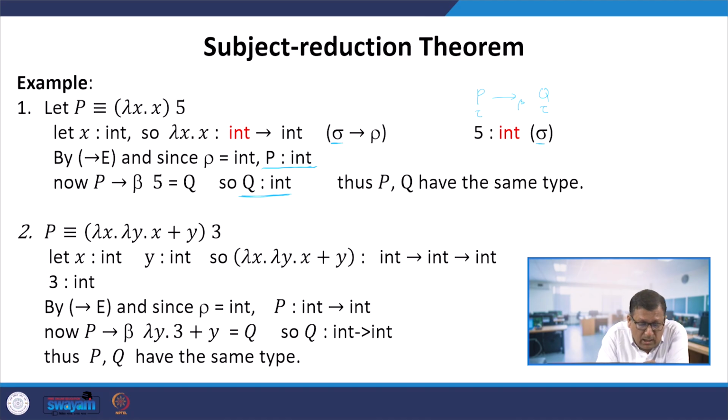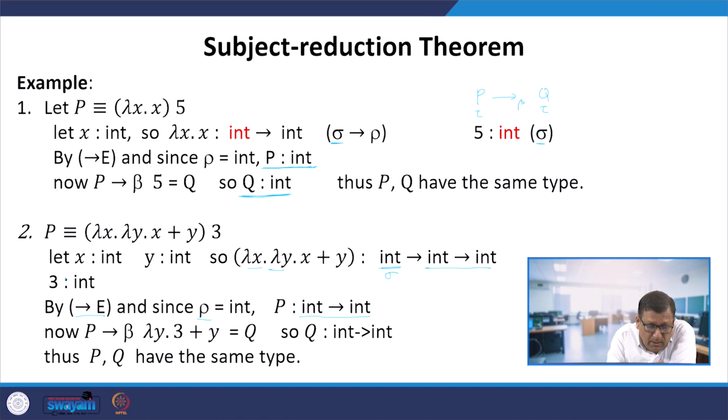Now consider another example where we have P as lambda x dot lambda y dot x plus y, applied to 3. Again x is int, y is int. So this whole function has type int arrow int arrow int. There are two variables, and x plus y gives int. 3 is int. So by arrow elimination, it will be int arrow int. This part is sigma, and rho is going to be the return type. So the type of P will be int arrow int.